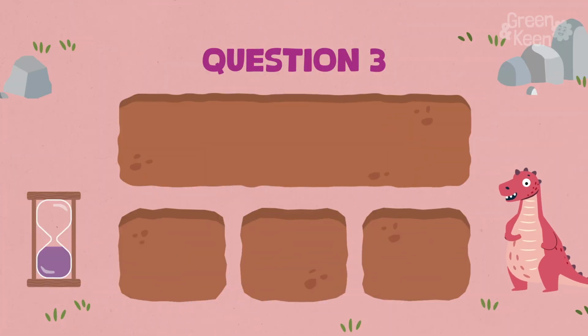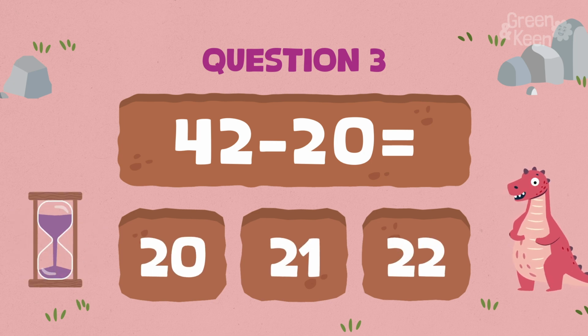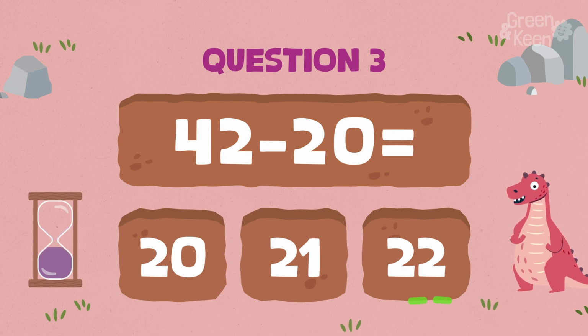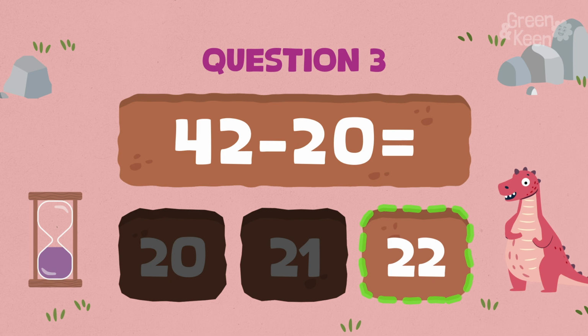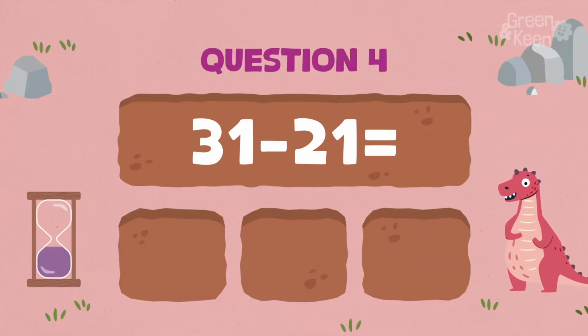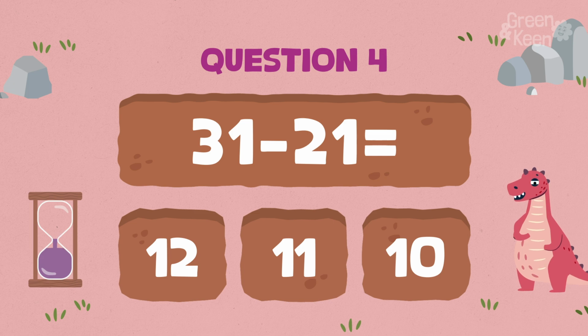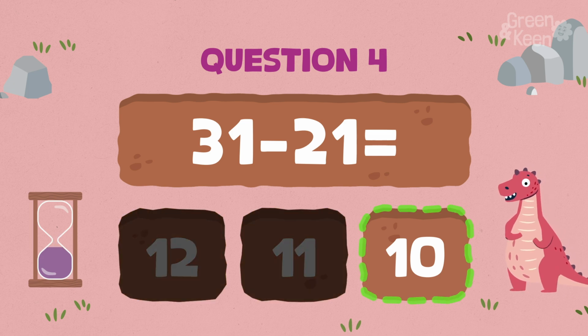Question number 3. 42 minus 20 equals? The answer is 22. Question number 4. 31 minus 21 equals? The answer is 10.